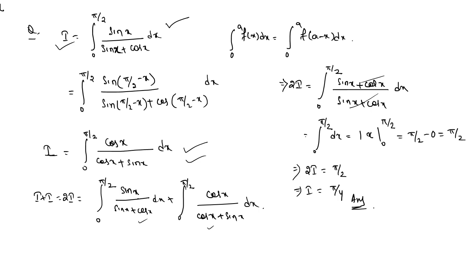ठीक है, तो चलिए next example. इसी तरह और एक example देखिए, यहाँ पे 0 to pi. ओके, then x dx whole divide 1 plus sin x equals to pi squared by 4... इसको prove करना है. ठीक है, सो यहाँ पे let I equals to this one.